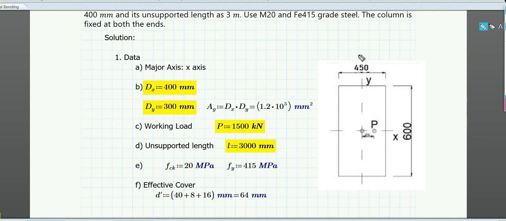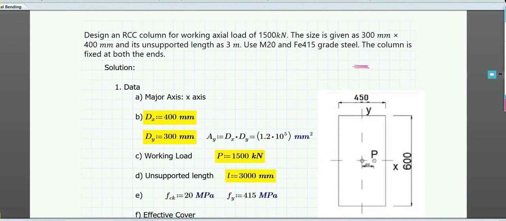Okay, this figure is wrong. We have this side as 300 and this side as 400. Okay, this side is 300, this side is 400. Please correct. So here dx is 400 and dy is 300.